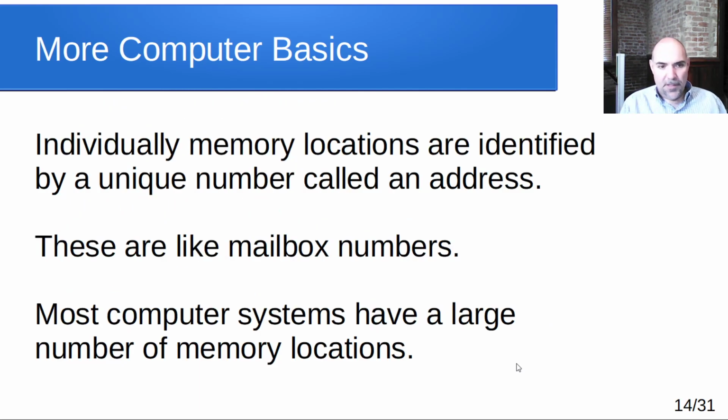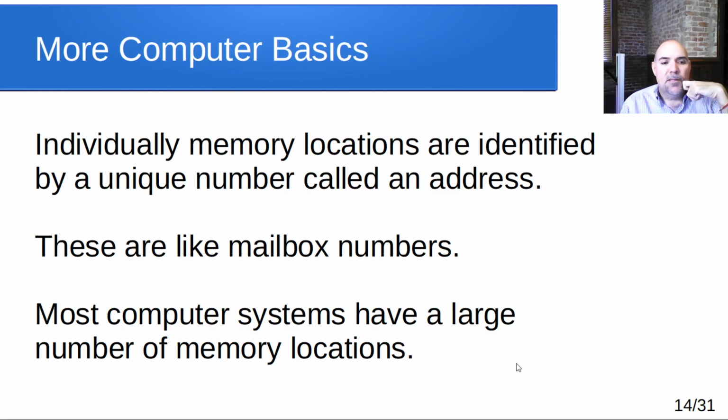Now, individual memory locations are identified by a unique number that we call an address. And addresses are a lot like mailbox numbers. If you go to the post office, they have that giant wall of little post office boxes, and they all have a number on them. When somebody that has one of those boxes gives out their mailing address, they say P.O. box number, and they use that number to refer to it. The same thing is true in the computer system.